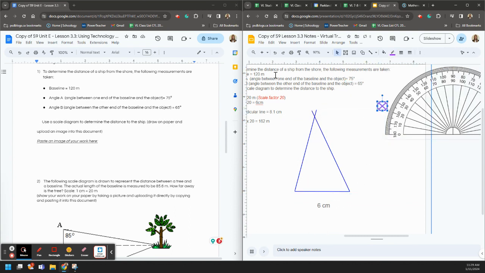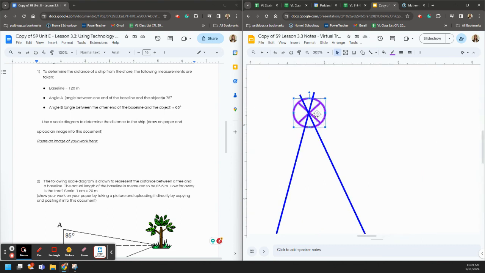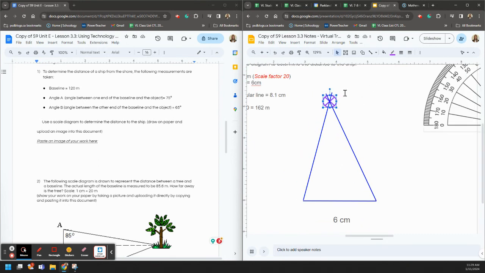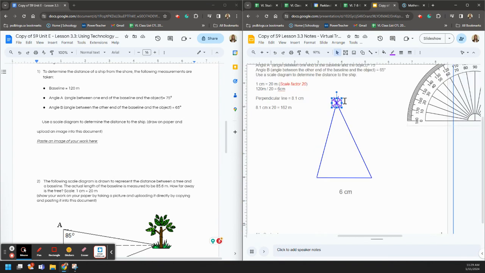So now that I have my two angles drawn out, I can map out where the ship would be. In theory, the person that is standing on the shoreline would be standing on the baseline down here that measures out 6 centimeters. The ship that is in the water would be right where those lines intersect. So that's why I put this shape here. You can choose the shape of your choice. You can even find an image of a boat to put into your diagram. It is up to you.